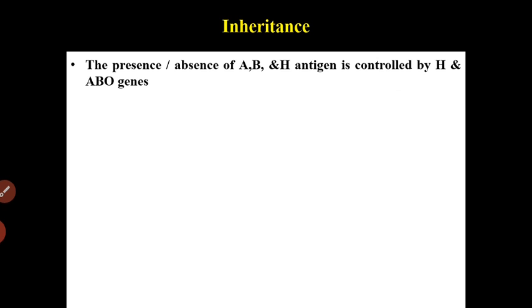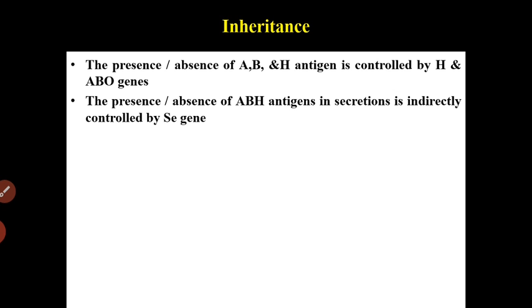Next, the presence and the absence of ABH antigen is controlled by H and ABO genes. Presence and the absence of ABH antigens in secretions is indirectly controlled by SE gene. Now we'll understand what SE gene actually is. Here it is written secretions. Now secretions means what? It can be saliva, it can be synovial fluid, it can be plasma, any body fluids.